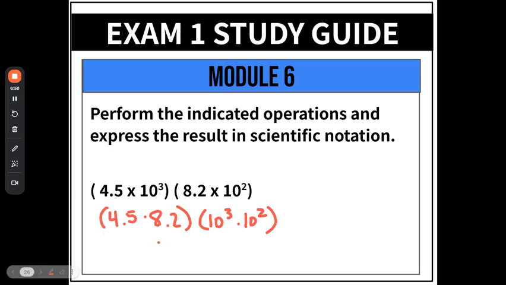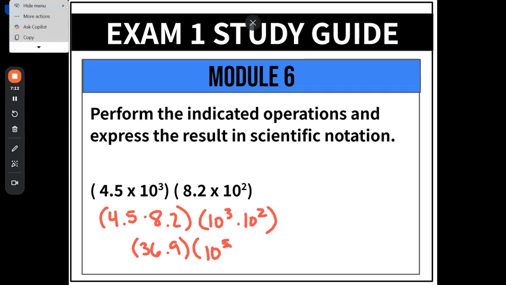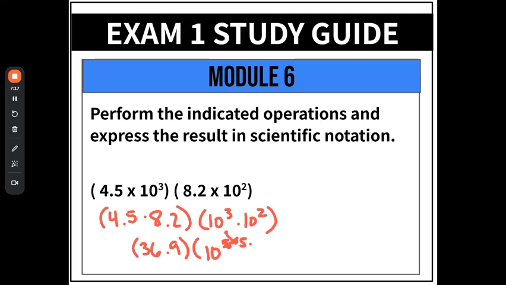Okay, and when we multiply this here, we get 36.9. And here we're going to use our exponent rules. When we have common bases multiplied together, we can simply add their exponents. So keep the common base, and then 3 plus 2 gives us 5. That is a 5. Okay. So now we have 36.9 times 10 to the 5.